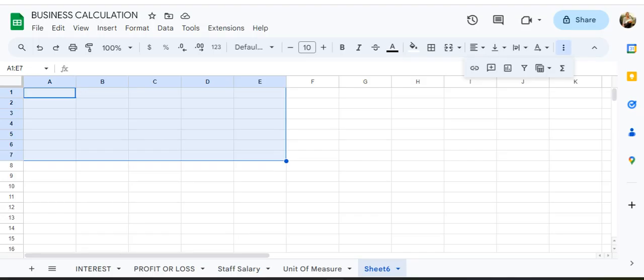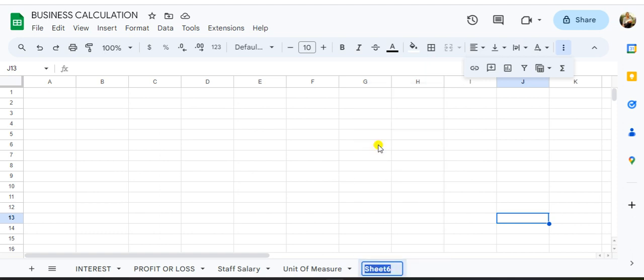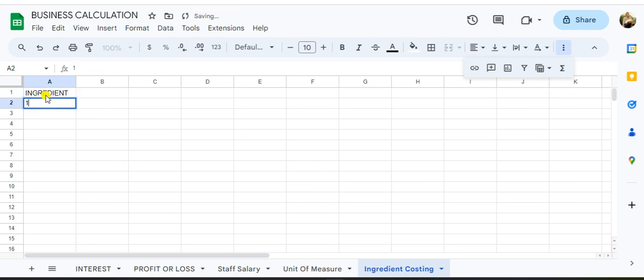So let's come back here and get another sheet, sheet 6. Let's rename it ingredient costing. So we are going to start, and let me use capital letters to be fast. Ingredients: we have ingredient 1 to 6.